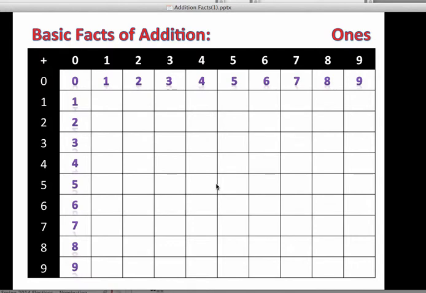The next set of facts that are usually taught are the ones. When you add 1, you get 1 more. We probably have spent quite a bit of time teaching how to count on, usually counting on by ones. In other words, we start at 6 and start counting from there, 6, 7, 8, 9. That's essentially adding of ones.